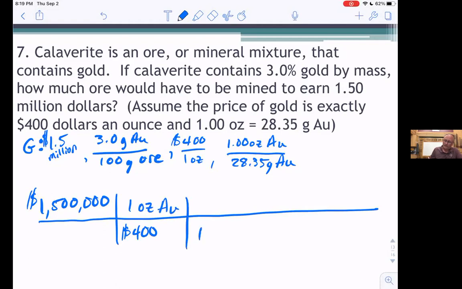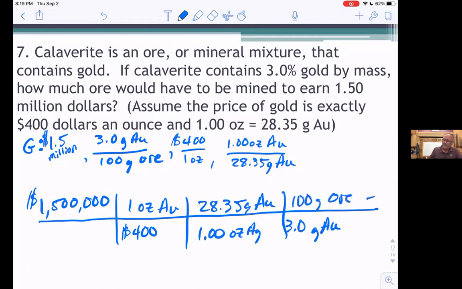And then 1 ounce of gold is 28.35 grams of gold. And then I can go from my grams of gold, which I have in my percentage, which is 3.0, to 100 grams of ore. And then I'm going to end up getting my mass of the ore.